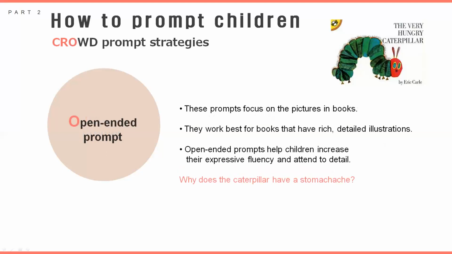And O is for open-ended prompt, and this prompt focuses on the pictures in books. They work best for books that have rich and detailed illustrations. Open-ended prompts help children increase their expressive fluency and attend to detail. A question that might be asked is, why does the caterpillar have a stomachache? While looking at a page in the book and pointing to the caterpillar, you can ask this question.